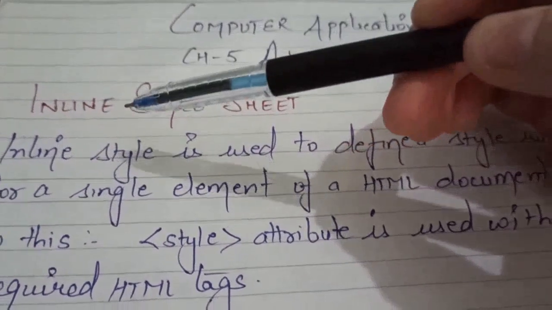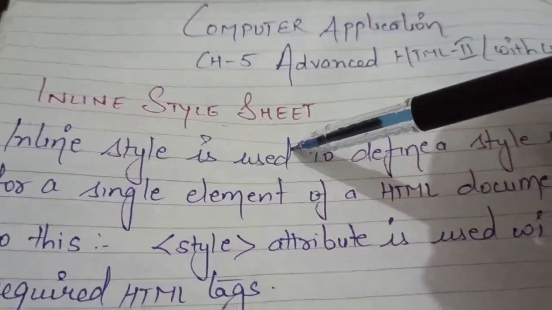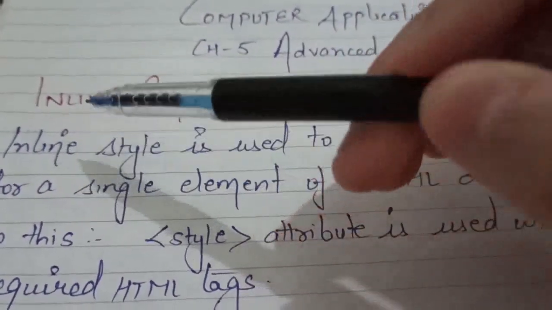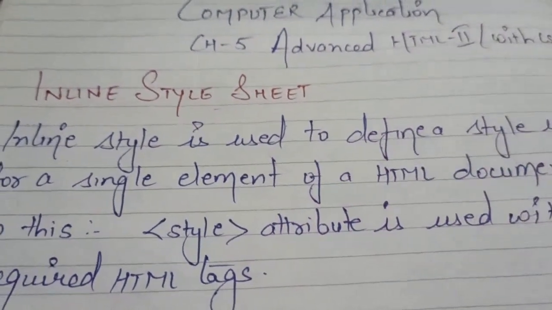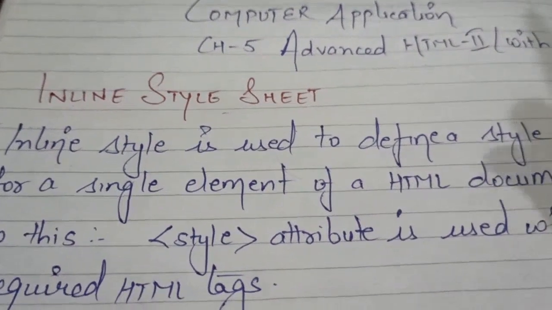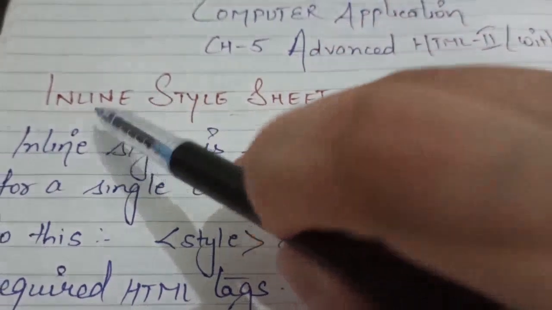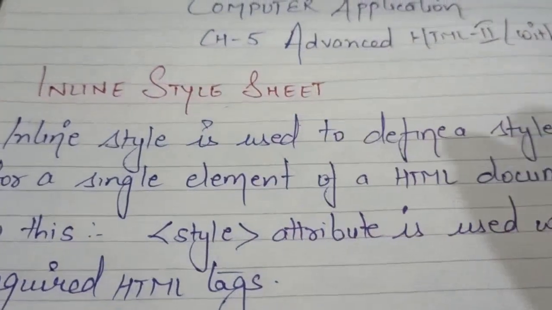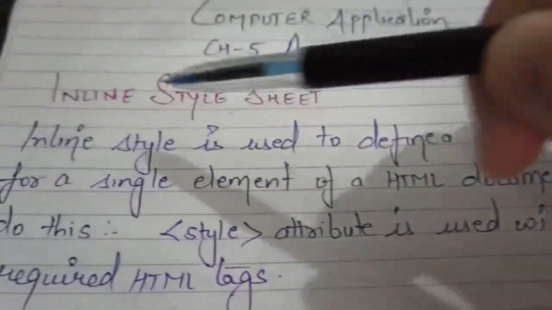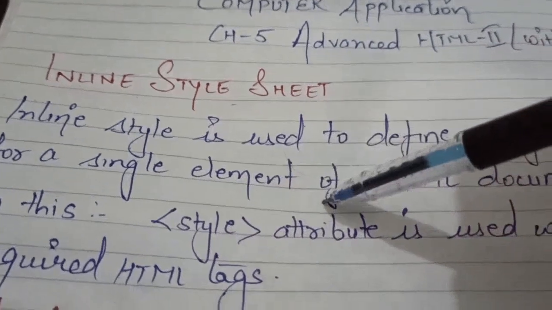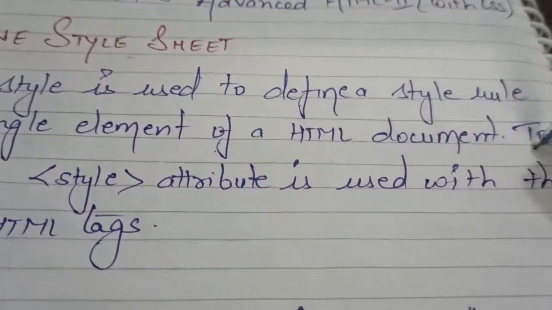First of all, we're going to talk about what is inline style sheet. Inline means something already there but in line only. We didn't specify anywhere else. Within the lines we have specified the style sheet. That is the meaning of inline. Line के बीच में, ठीक है. Now inline style is used to define a style rule for a single element of a HTML document.